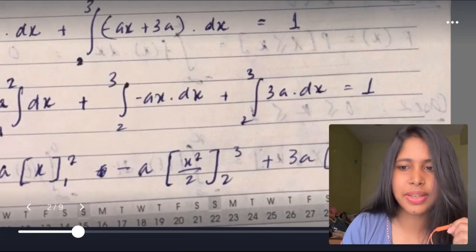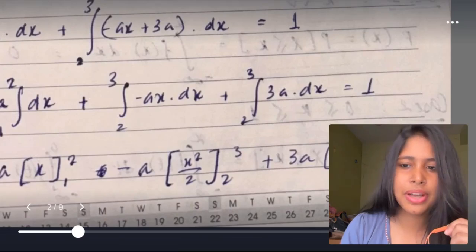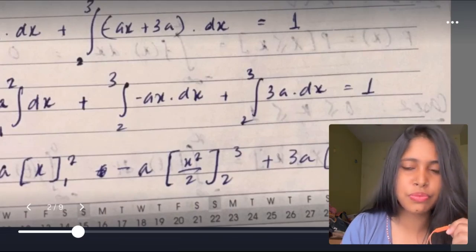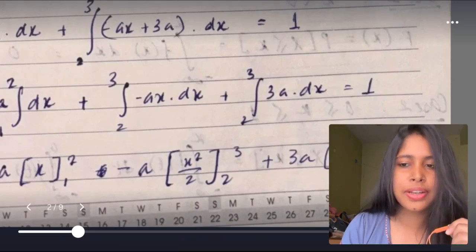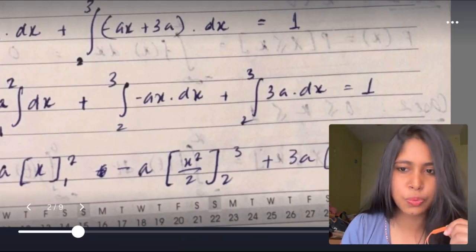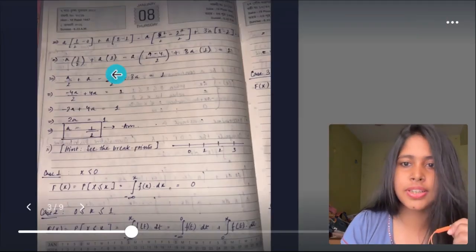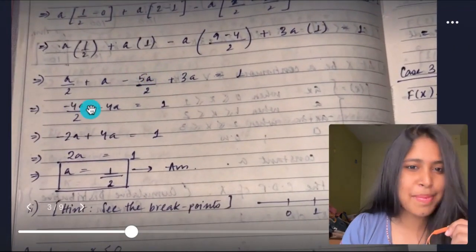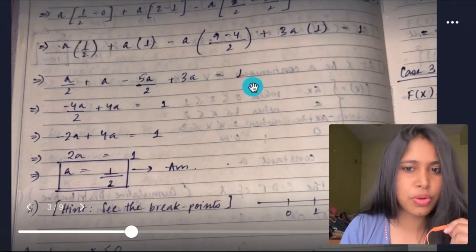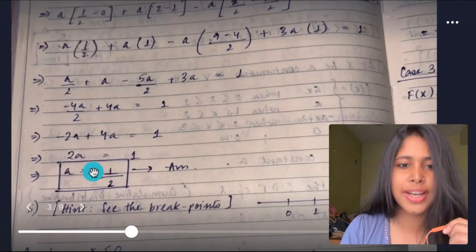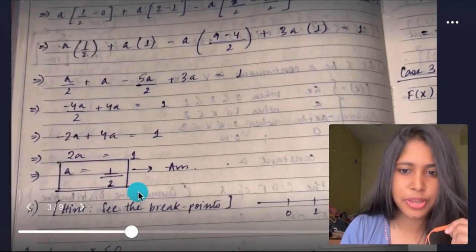And see here 3a, and the value will be what for this x? 3 minus 2, right? We are putting the value of the upper limit here in place of x, which is 3, minus the lower limit's value, which is 2. So 3 minus 2 is 1, so 3a is equal to 1. Let us check, did I say correct? Yes. a by 2 plus a minus 5a by 2 plus 3a is equal to 1. And you need to compute the value to get the value of a. Okay, so a is equal to 1 by 2 here.